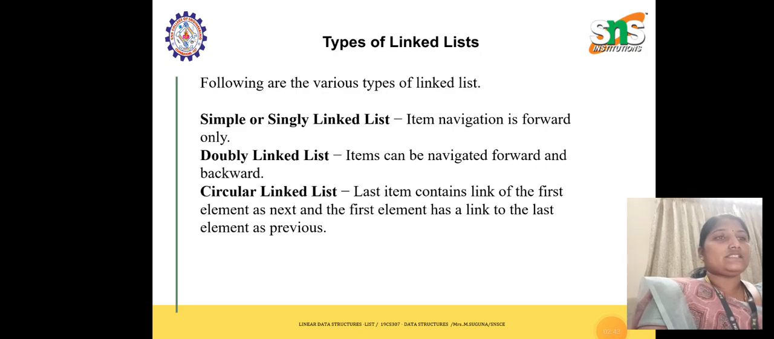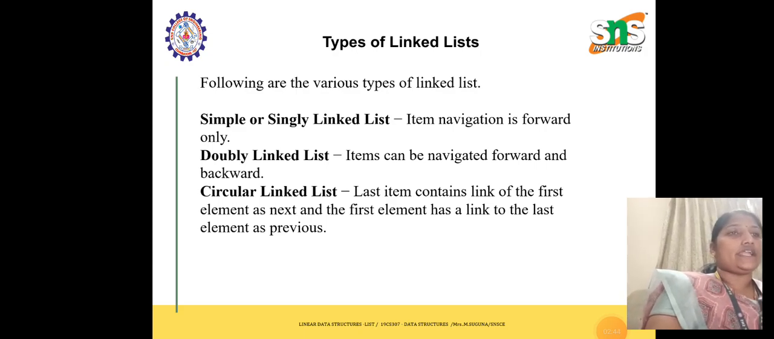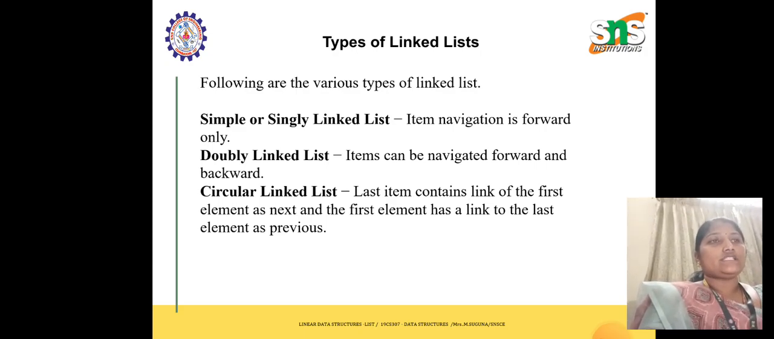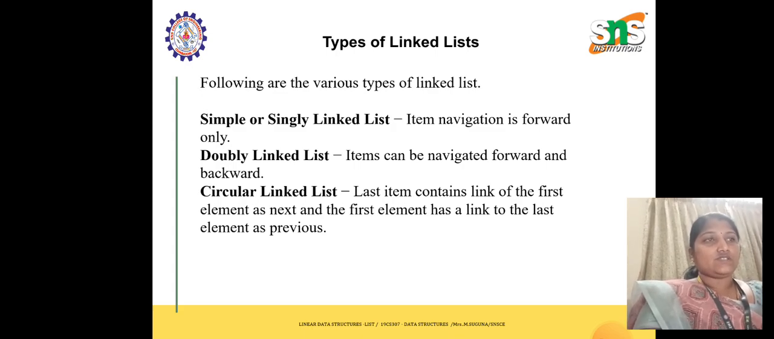There are three components: node, head and tail. Node is the basic unit of a linked list which contains the data and a pointer to the next node. Next is the head. Head means the first node in a linked list. It is used as a starting point to traverse the entire list. And the third component is the tail. Tail means the last node in a linked list.